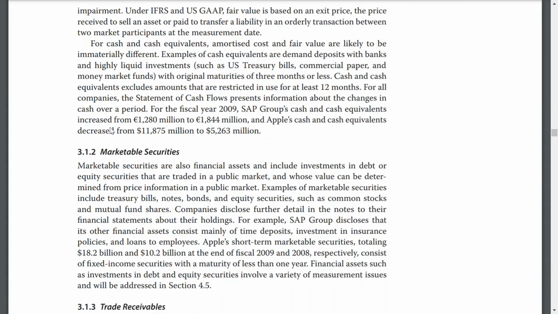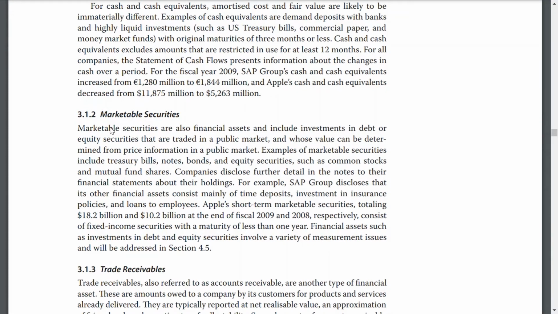Marketable securities. Marketable securities are also financial assets and include investments in debt or equity securities that are traded in a public market, and whose value can be determined from price information in the public market. Examples of marketable securities include treasury bills, notes, bonds, and equity securities, such as common stocks and mutual fund shares. Companies disclose further detail in the notes to their financial statements about their holdings.